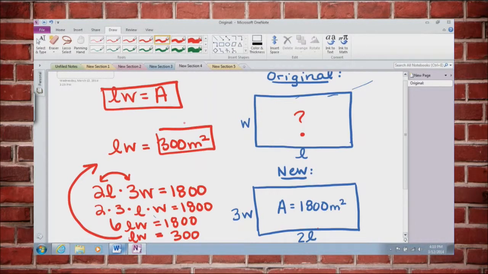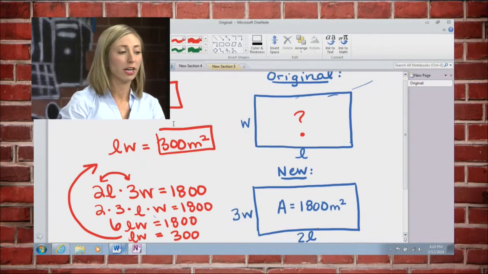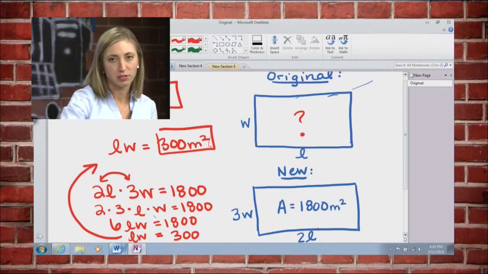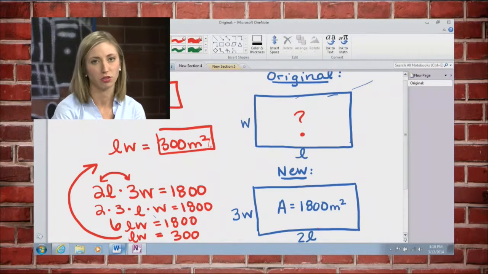By doubling your length and tripling your width, you end up making your rectangle 6 times larger than it was before, and so your original area is 300. Hopefully that helps answer that question. When it comes to those word problems, a big help is to draw pictures.